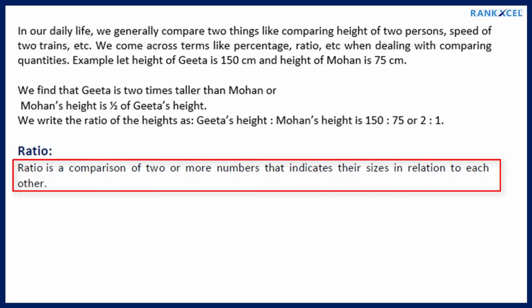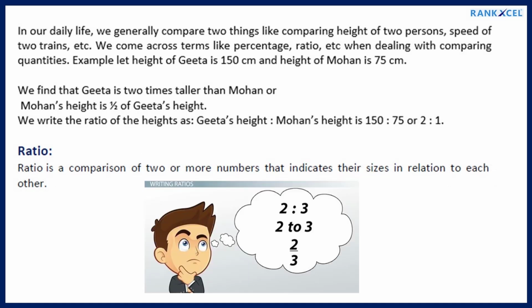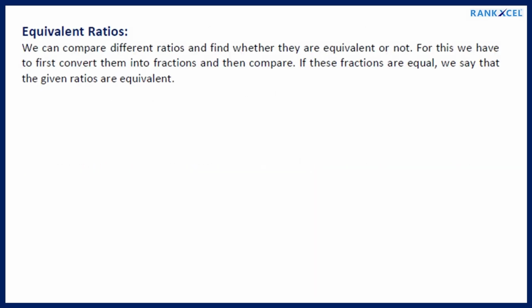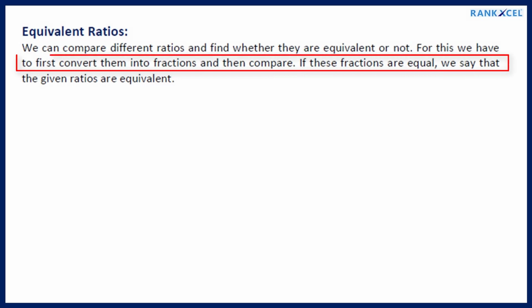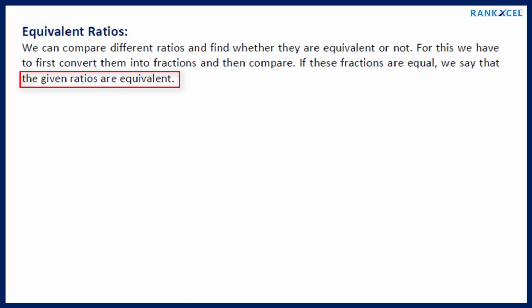Ratio. Ratio is a comparison of two or more numbers that indicates their sizes in relation to each other. Equivalent ratios. We can compare different ratios and find whether they are equivalent or not. For this, we have to first convert them into fractions and then compare. If these fractions are equal, we say that the given ratios are equivalent.